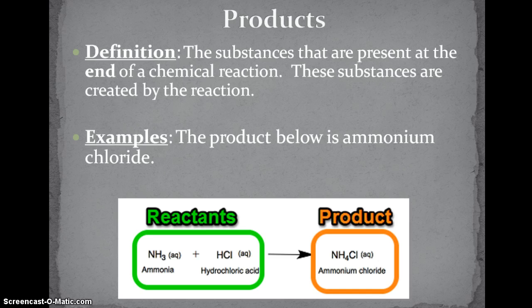Products. Products are the substances that are present at the end of the chemical reaction. These substances are created by the reaction. Example, the product below is ammonium chloride. So the product is on this side. There can be one product or there can be more than one product, but it always occurs at the end. So the reactants turn into the products through the chemical reaction. So this arrow right here represents the chemical reaction.